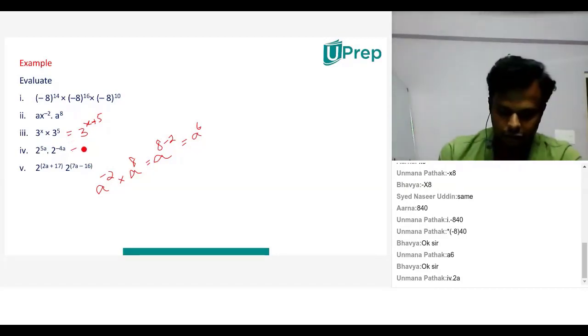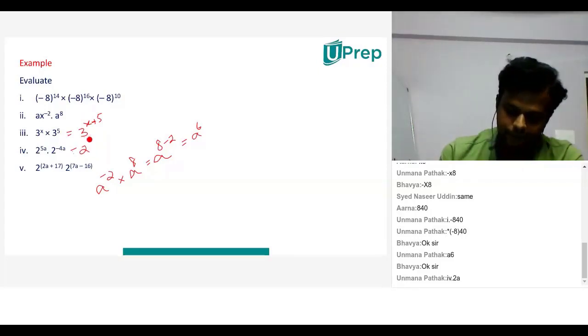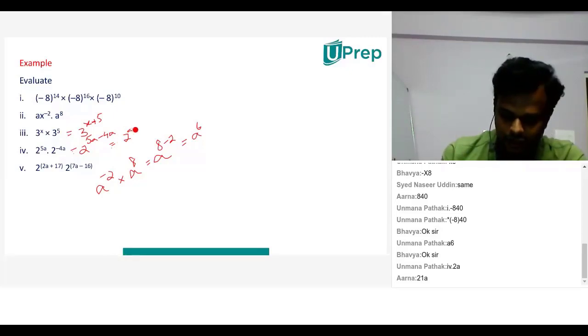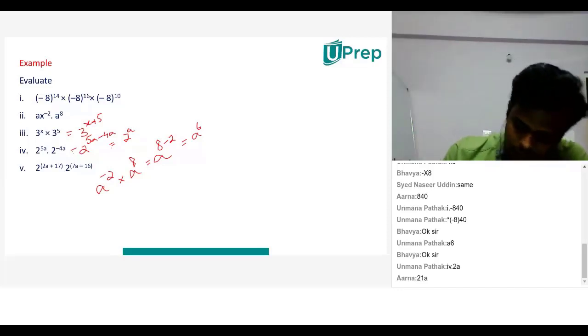Then how about the fourth one? Now what happens to this here? 2 power 5a divided by 2 power 4a. So 5a minus 4a is, 2 power a. Arna, you don't have to write 1a, a is understood. It is 2 power a.